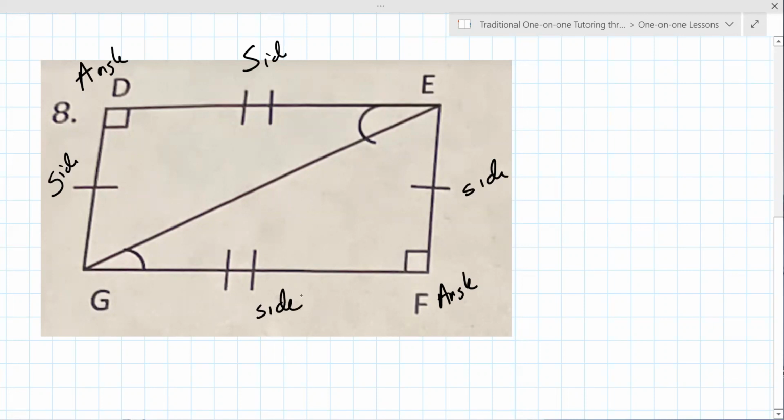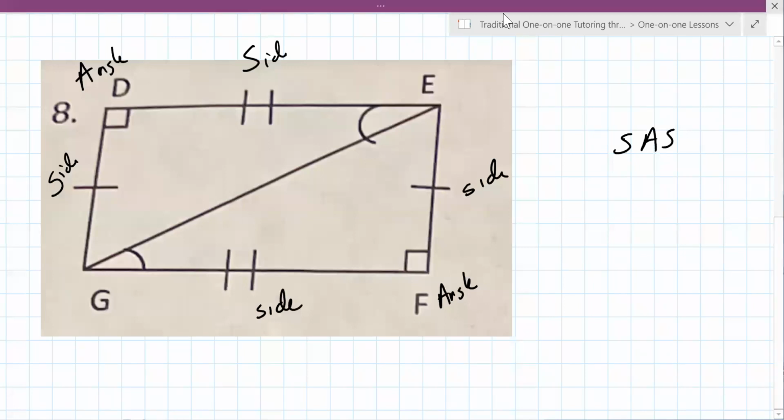So you're mapping here. You're saying, okay, DG is congruent to EF, and then angle D is congruent to angle F, and then DE is congruent to GF. So you have an angle between two sides that are congruent. So you could use any of them so far. And you actually could use the next one here as well. So this is a side, angle, side problem.